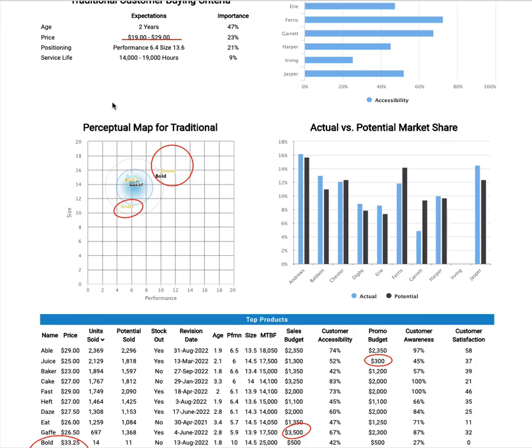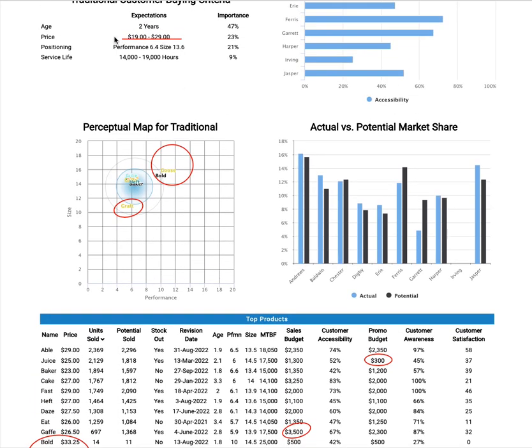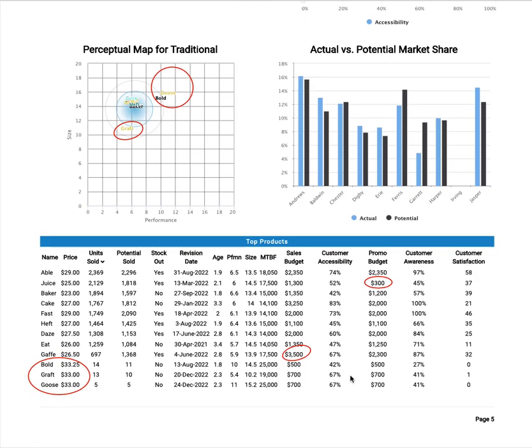Okay, so I mentioned before, the price is 19 to 29. If we see here, some of the teams are already over the price range, right? If it's over the price range, the customers will most likely not buy it. If it's over by $5 or more, or below the price range, then it's very difficult to sell.